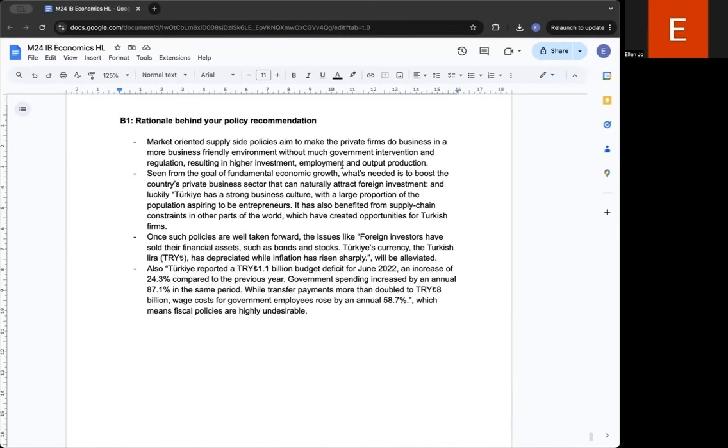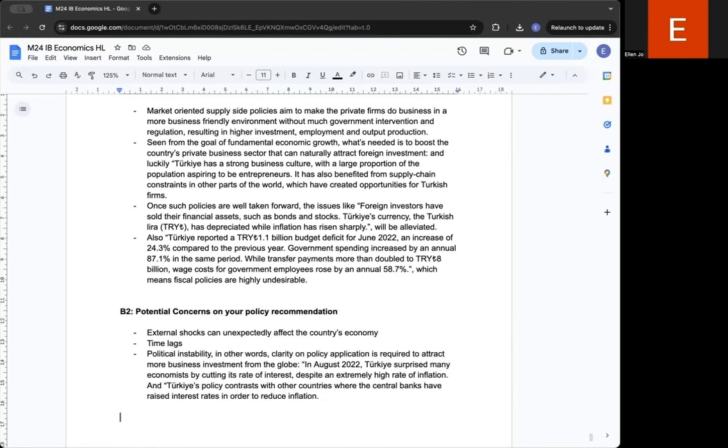these kinds of problems can be well alleviated. Moreover, according to the text, the country reported a huge budget deficit for the year 2022, which is quite a big increase compared to the previous year. Therefore, in that regard, further government spending increase would not be desirable. That's why my policy recommendation can be more convincing.